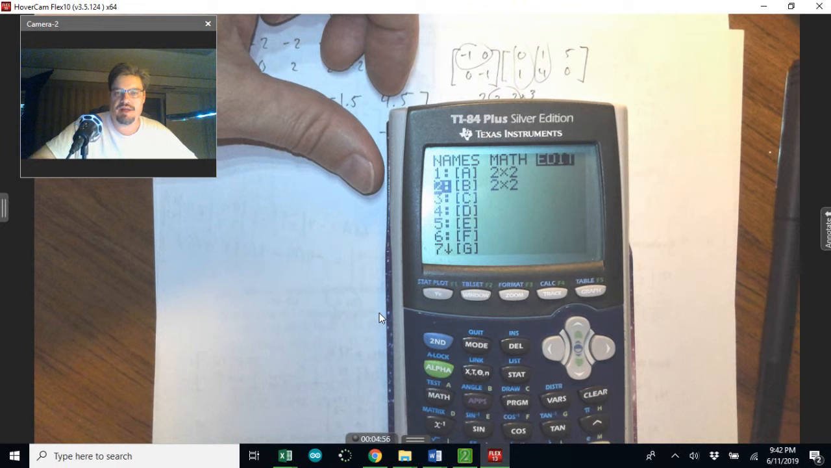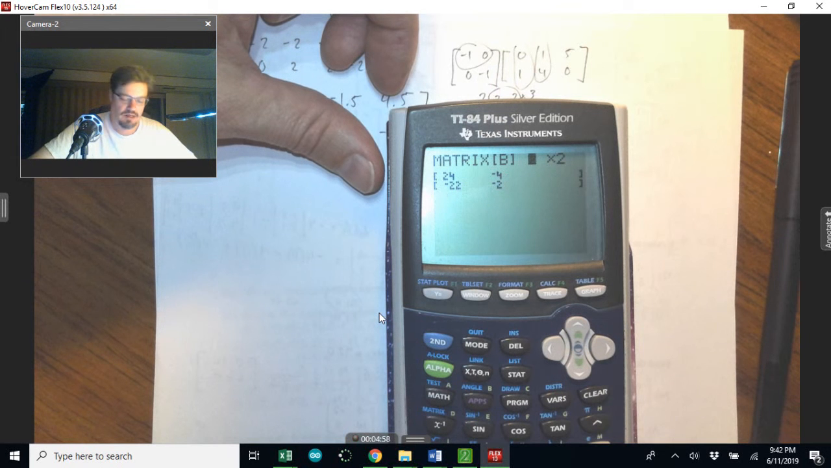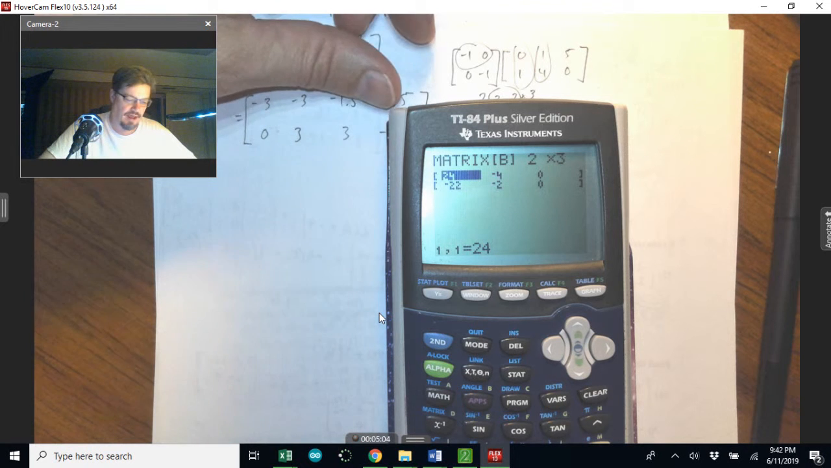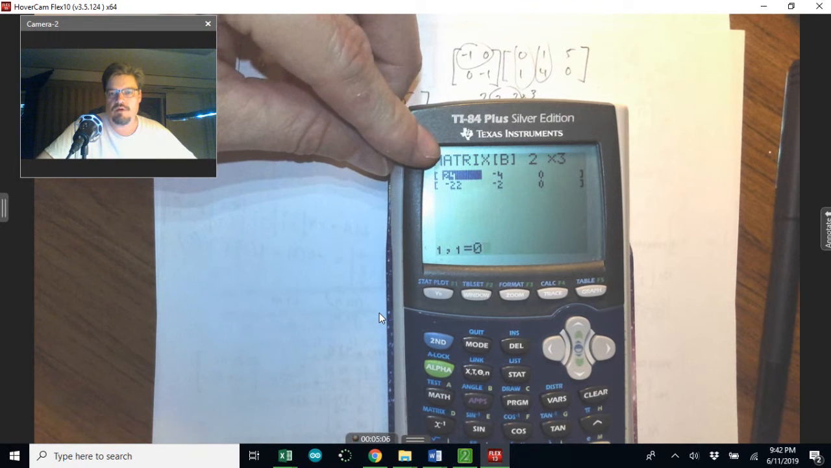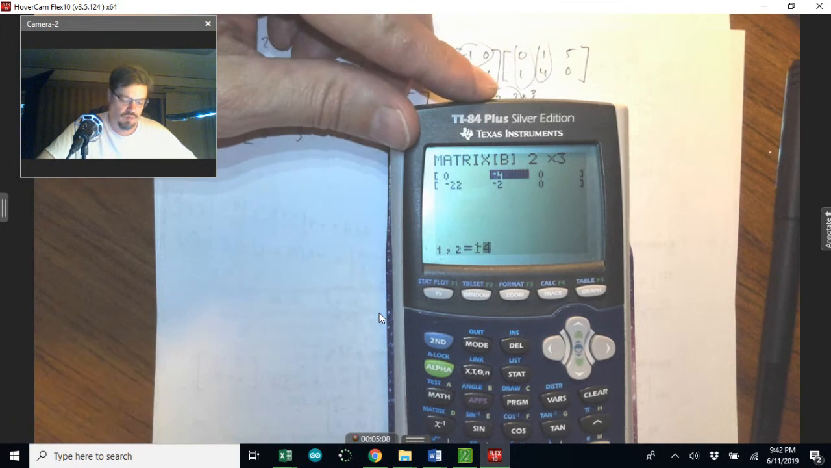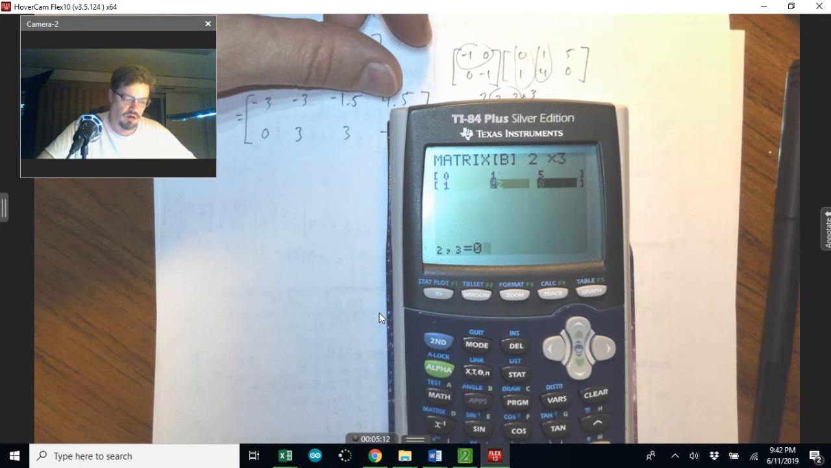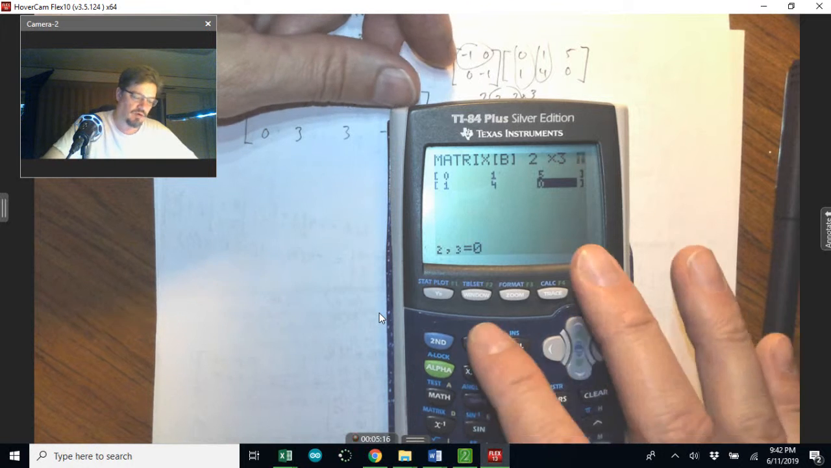I want to go over to B. So I'm going to edit B, but it's a 2 by 3. So I'm going to keep it a 2, but I need an extra column. So I'm going to overwrite that. When I type in a 0, it will move across. So 1, enter, 5, enter. It goes to the next row. 1, 4, 0. It was already 0, so now I go to quit.